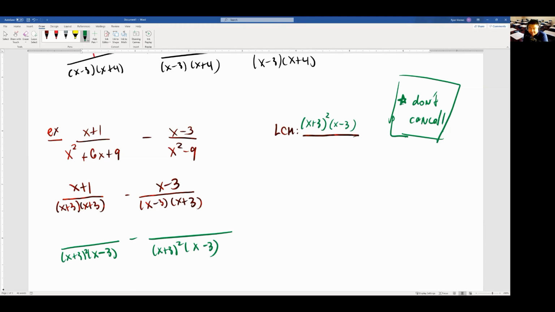It is a difficult concept to understand why it's x plus 3 squared. That's the best way I can explain it, because it's coming from the same denominator. We want both of them like that. So we now know our LCMs. We are now going to figure out our giant ones.